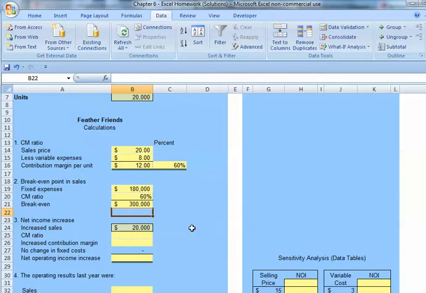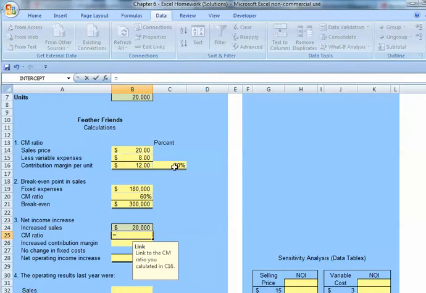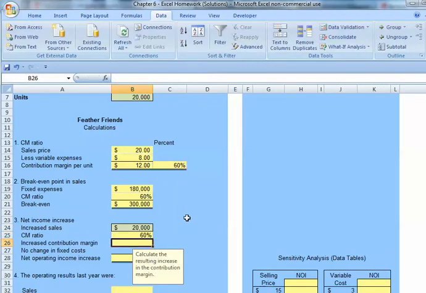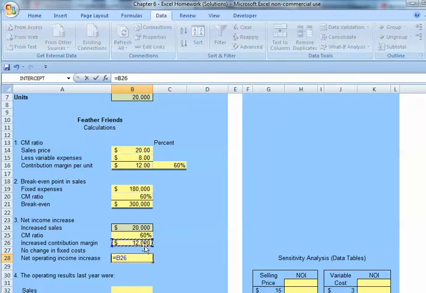How much will our net operating income and our contribution margin increase if we have a $20,000 increase in sales? We need to take our $20,000 increase in sales and multiply it by our 60% contribution margin, and we see our contribution margin will increase by $12,000. Since fixed costs remain constant at 0, our net operating income will also increase by $12,000.